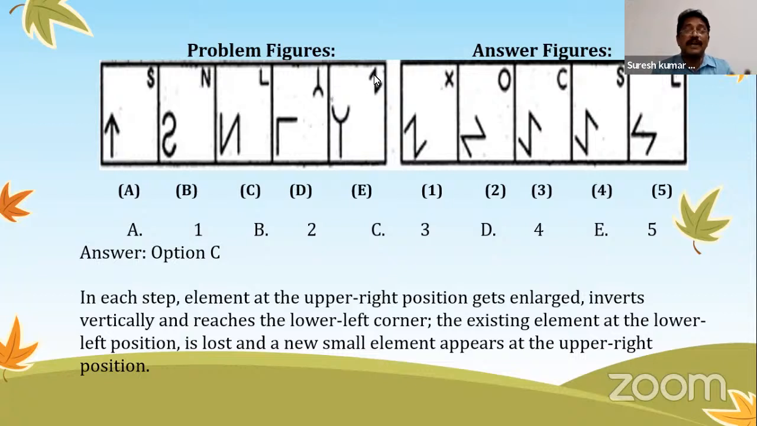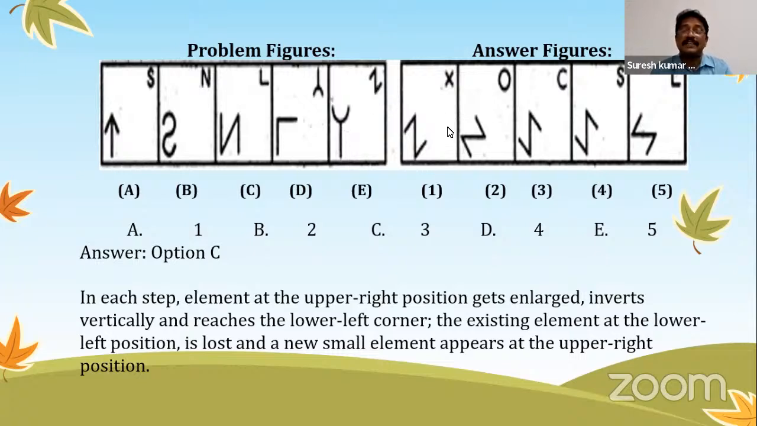This is Z. So what will happen? Z will be inverted, and it should be enlarged. Z will be inverted, enlarged. Here the Z is enlarged but not inverted. This is not exactly the inverted symbol of this Z. So this Z is exactly inverted and enlarged. And the letter in this position should disappear and a new letter should come in place of Z.